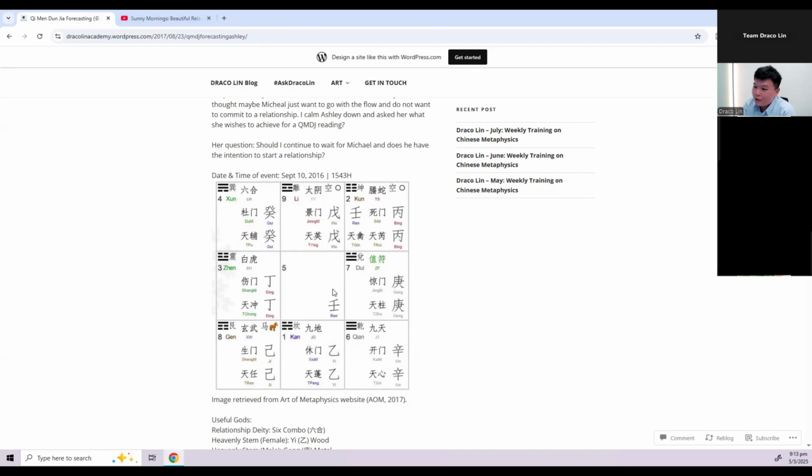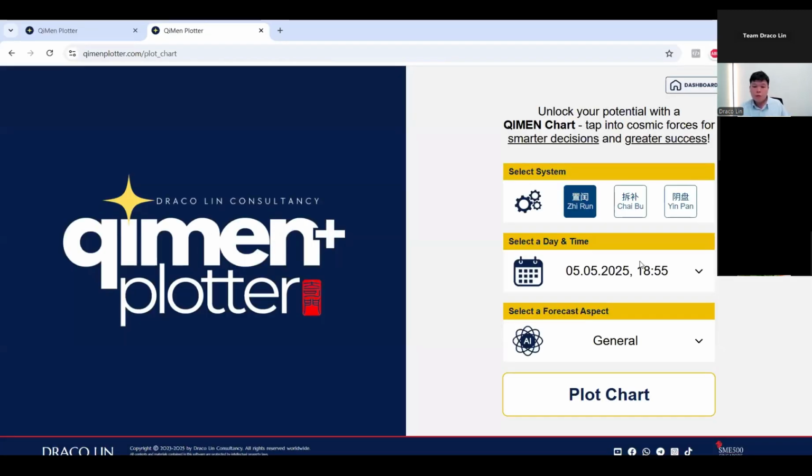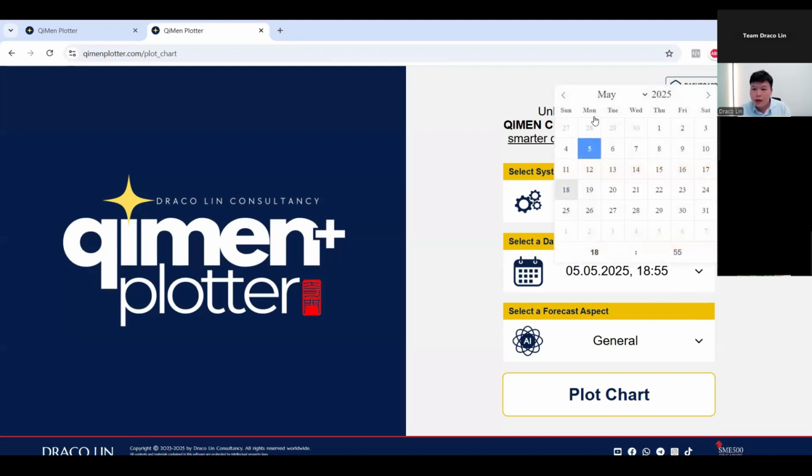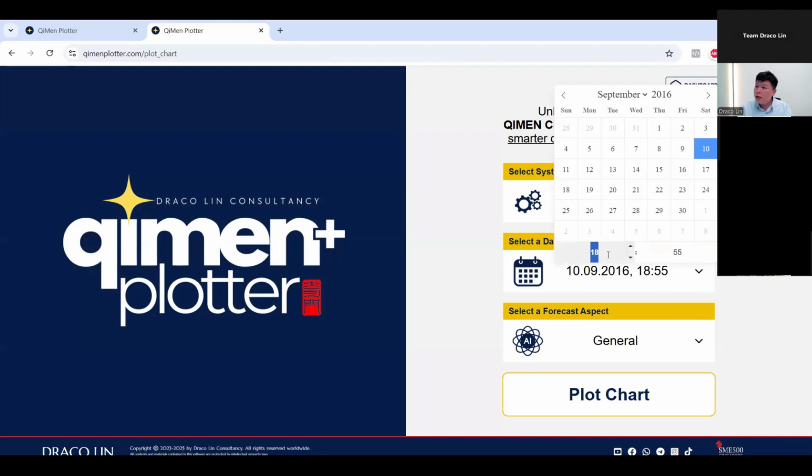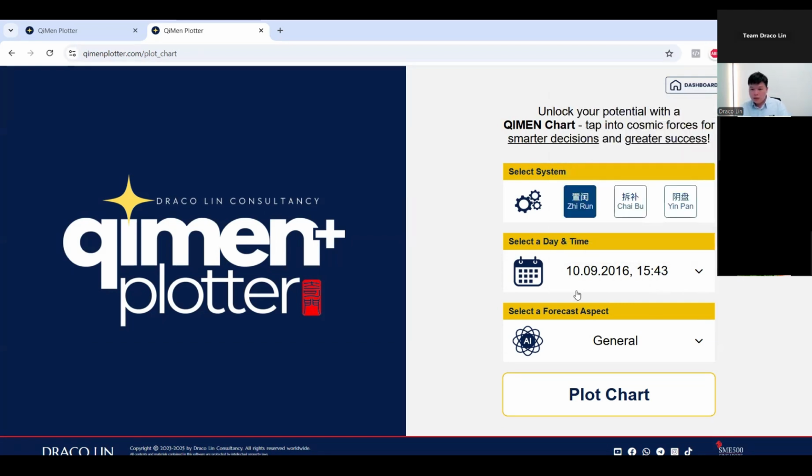All right, so this here is the chart. 2016, September the 10th, 15:43. So I'm going to plot this chart together with you guys. If you have any plotters, you should plot it together with me. Okay, so this here is 2016, September the 10th, and the timing is 15:43. So that's the date and time we have already.